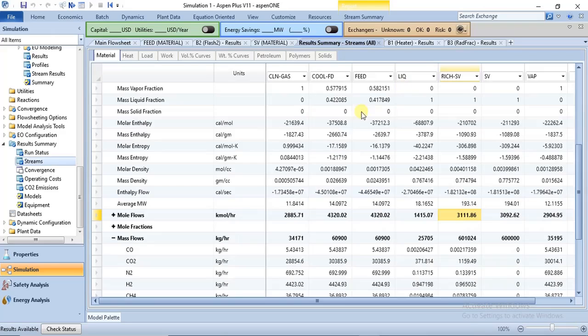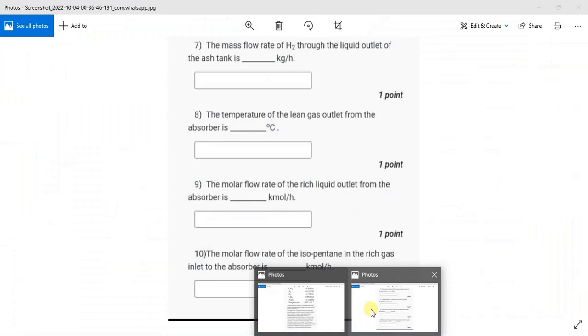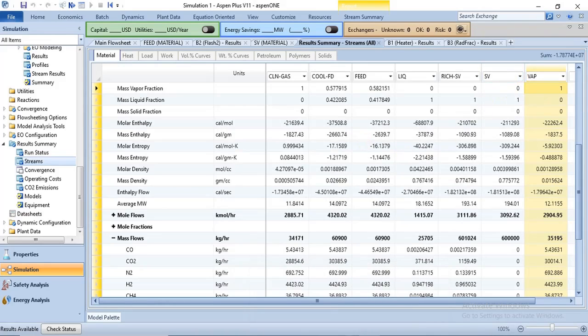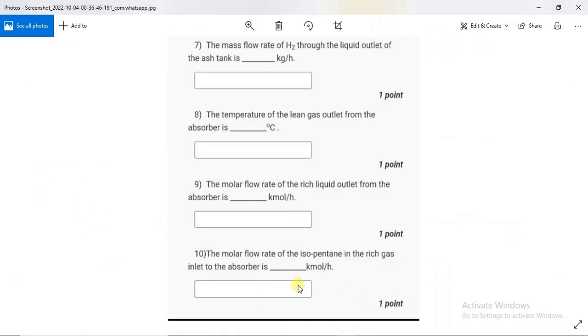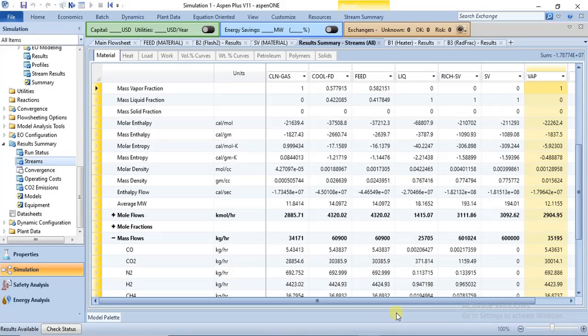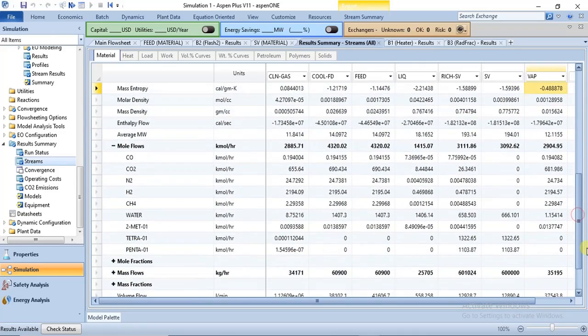So we still go back to the result summary and we have vape. This is it right here. Sorry. Yes. So this is the gas inlet of the absorber, like the question said. The inlet to the absorber is vape, and then we are looking for the molar flow rate of isopentane, right? So we go to mole flows and then we trace isopentane.